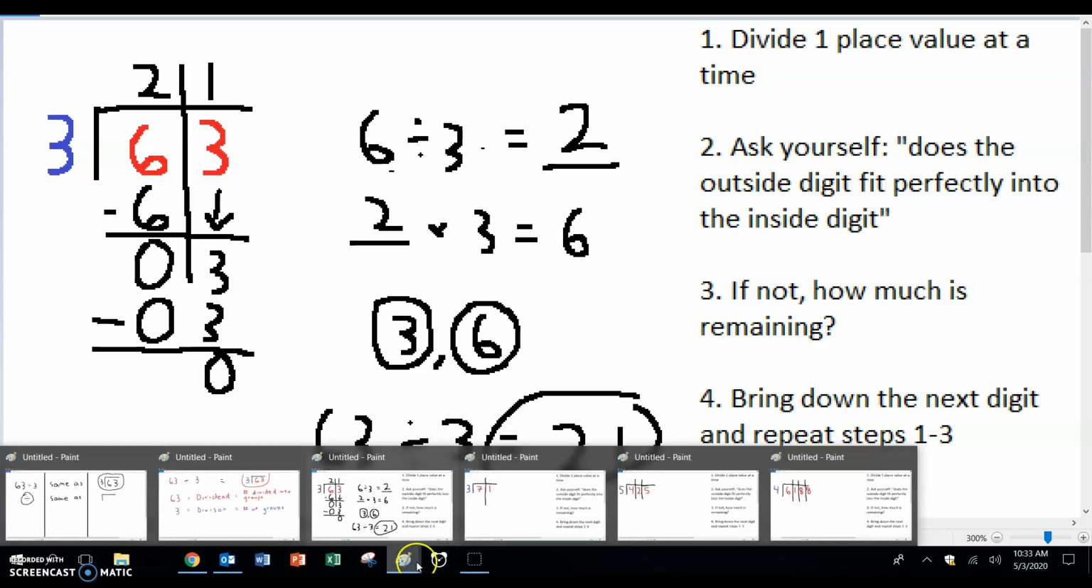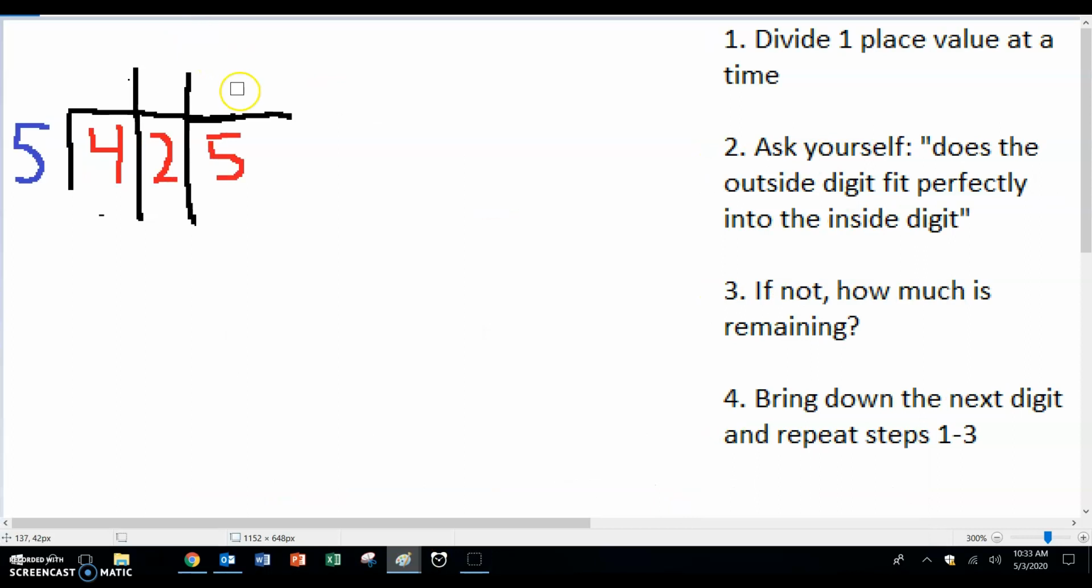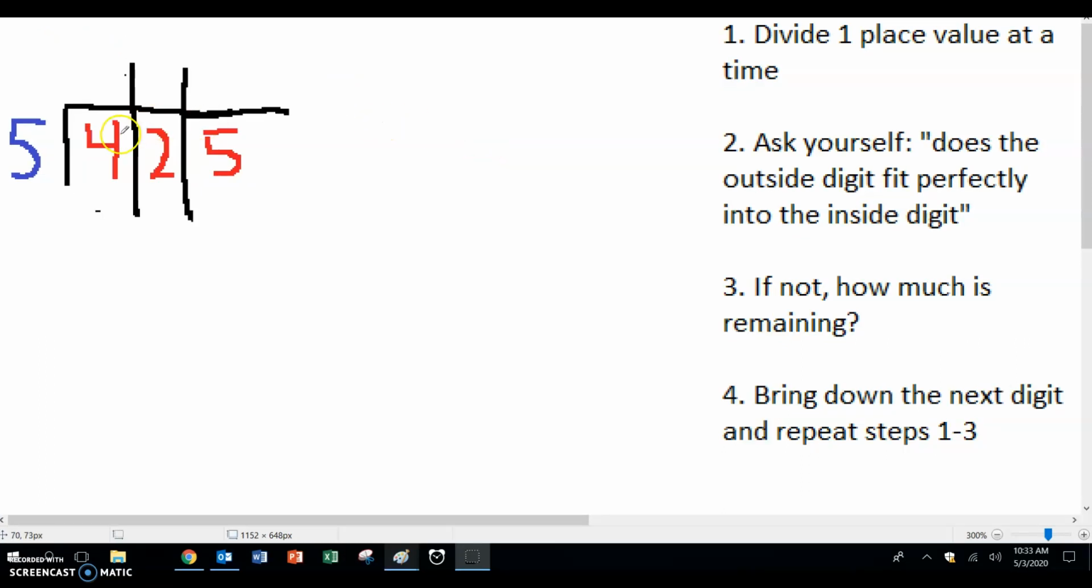Now let's move on to a slightly harder example. Let's look at dividing with a 3-digit dividend. We have a dividend of 425. We know it's the dividend because it's inside the box. We have a divisor of 5. And now we divide one place value at a time. Our first place value inside the box is 4. So we are left with this equation, 4 divided by 5.